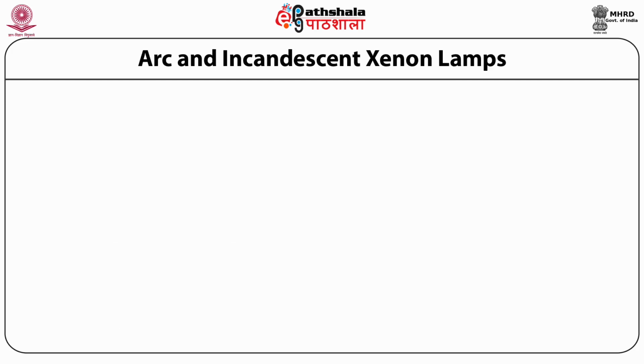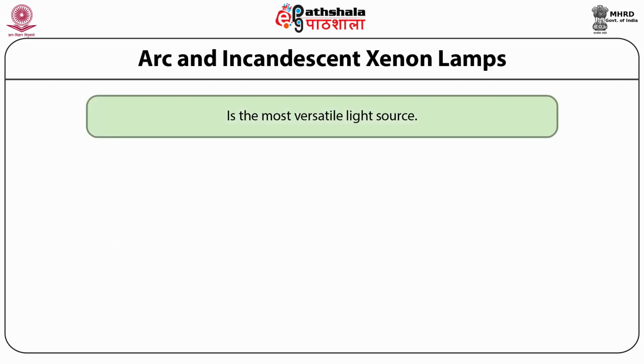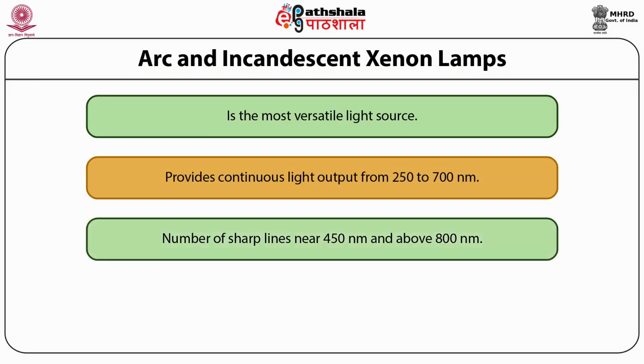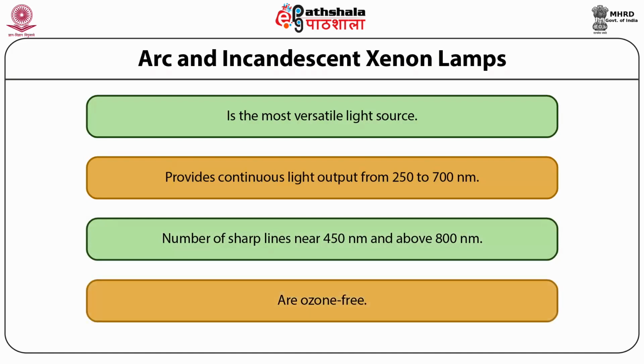First, arc and incandescent xenon lamps. These are the most versatile light sources that are available. These provide a continuous light output from 250 to 700 nanometers and have a number of sharp lines near 450 nanometer and above 800 nanometer. The advantage of these lamps is that they are ozone free.